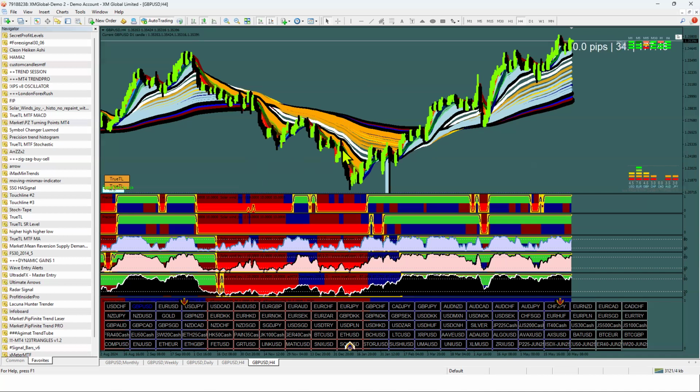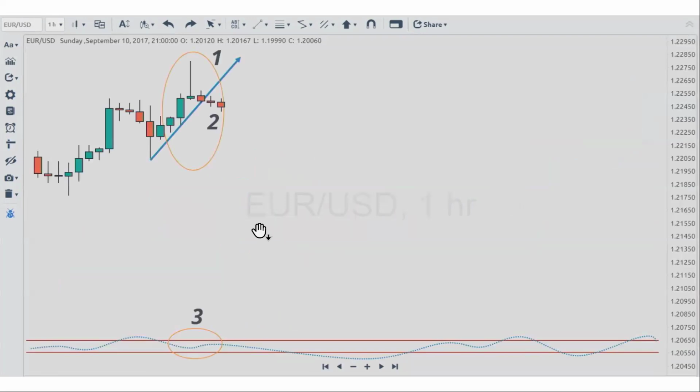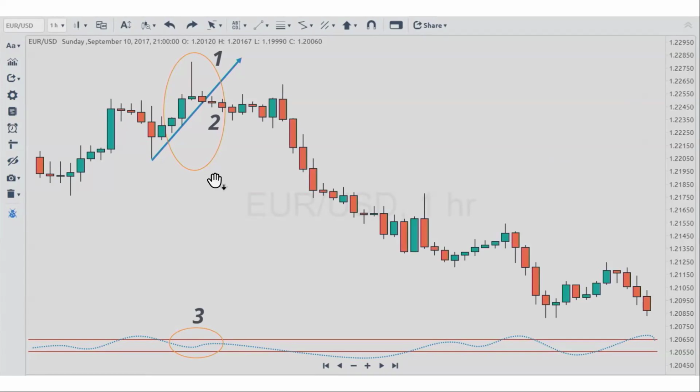Let me see. Let's see the same 1, 2, 3. One, market breaks a counter trend line. Two, market forms a candlestick formation. Three, okay, you see how the thing fell. So condition one, break trend line. Condition two, candlestick formation. Condition three, market is exiting the sell zone. And then you see how the market fell.